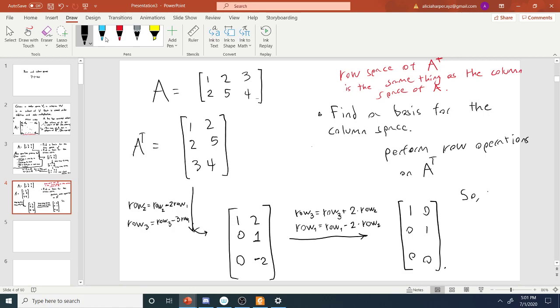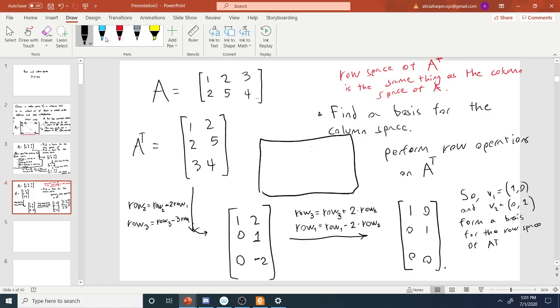So V1 equals 1, 0 and V2 equals 0, 1 form a basis for the row space of A transpose, which means if I look at the vectors W1 equals 1, 0 and W2 equals 0, 1, these, being the transposes of these, form a basis for the column space of A.